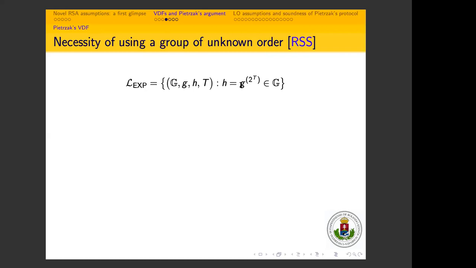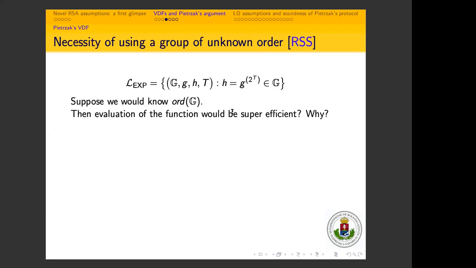There's an assumption that we cannot parallelize repeated squarings, so we cannot compute this faster than T squarings, right? This is not the case if we know the order of the group. Why? Because suppose we knew the order of the group, then the evaluation would be super efficient. Because then you can reduce this exponent by the order of the group, and then it's trivial to compute the evaluation function, the evaluation algorithm.